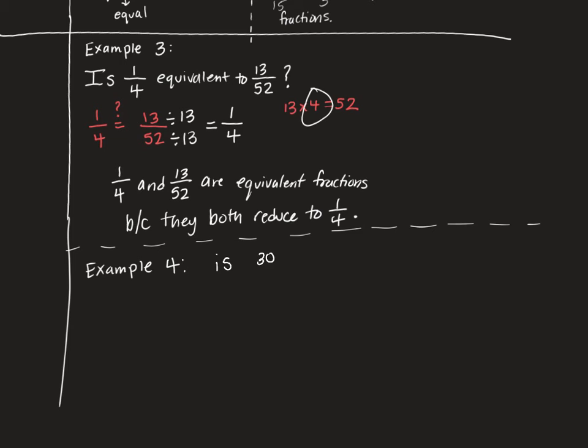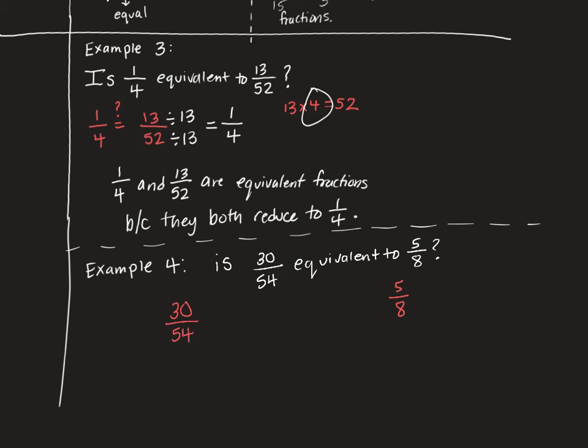So here's your next question. Is 30/54 equivalent to 5/8? I'll give you guys a second to write that down. So 5/8 is already simplified. I can't reduce 5/8 any further. I can, however, reduce 30/54.